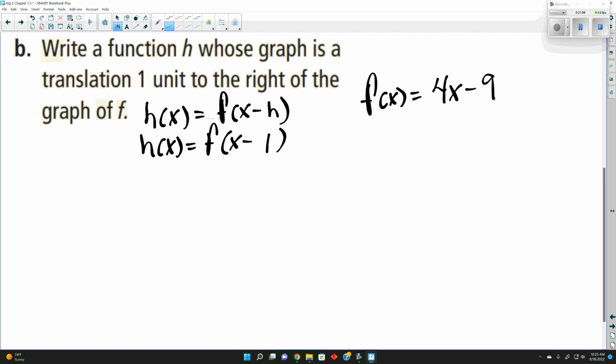So in the general function f of x, I'm going to be replacing every x, so this one here, with x minus 1, which will tell me that I have 4 times x minus 1 minus 9, because anywhere there's an x, we're replacing it with x minus 1. Questions on this here? Any questions on any of this so far?